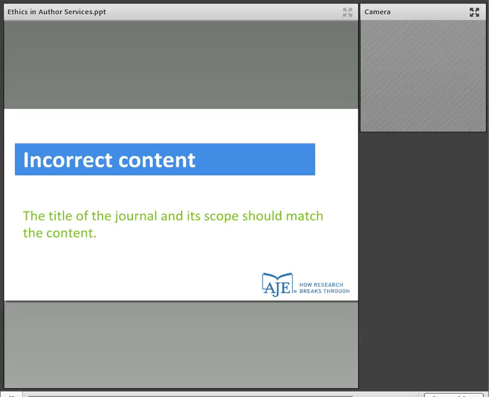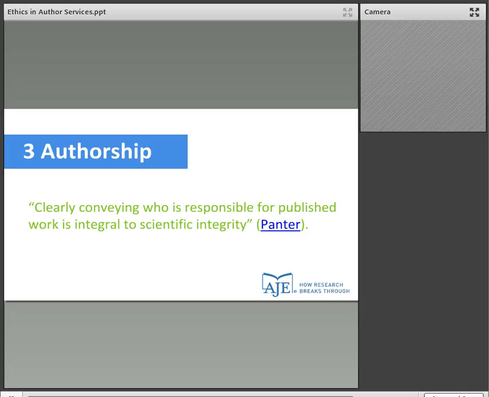And incorrect content. If the title of the journal and its scope don't match, beware. All this means is if you're submitting to an environmental engineering journal and you notice that the articles in this environmental engineering journal include cancer research, archaeology, anthropology, and 18th century British literature, not a good sign, because the readers of that journal aren't going to want to sort through all the irrelevant stuff to get to yours. So your article is going to remain buried, you're less likely to get cited, you're less likely to have an impact.